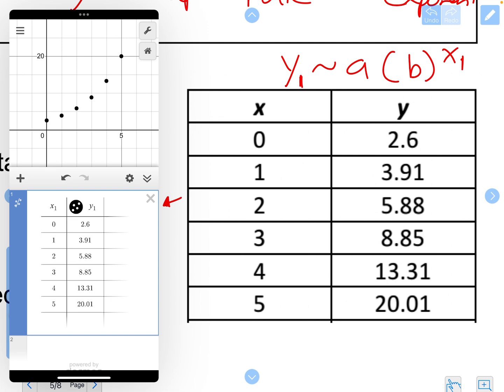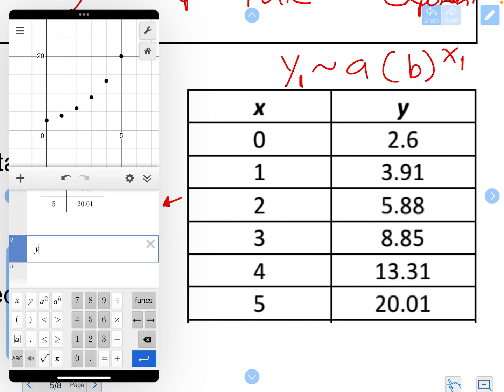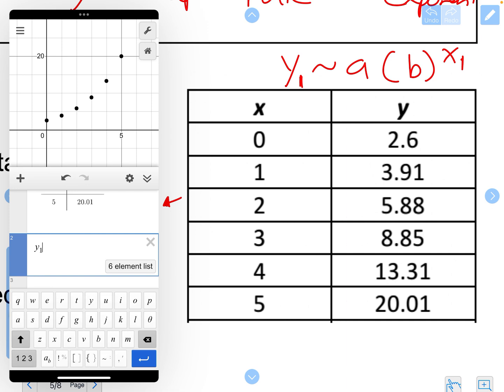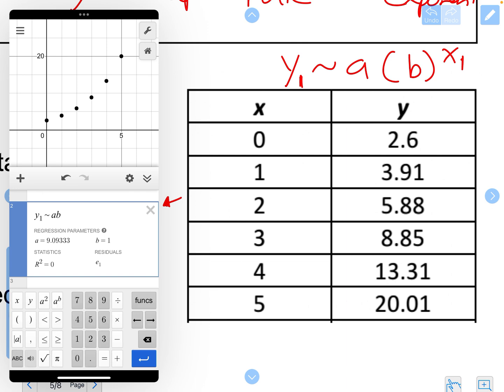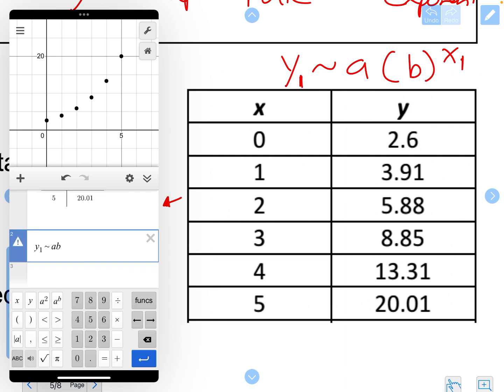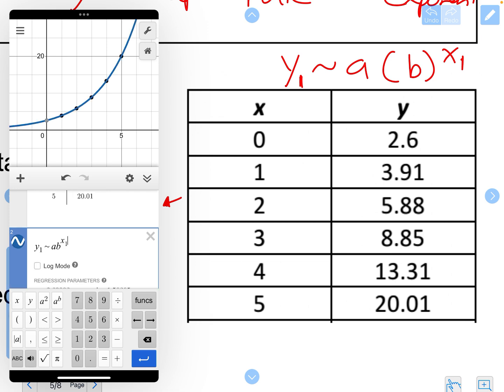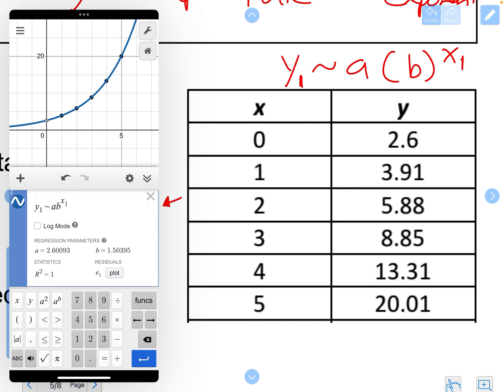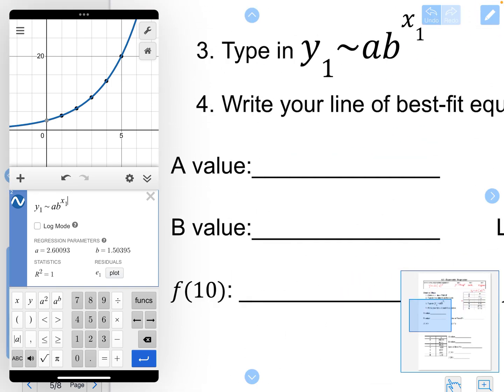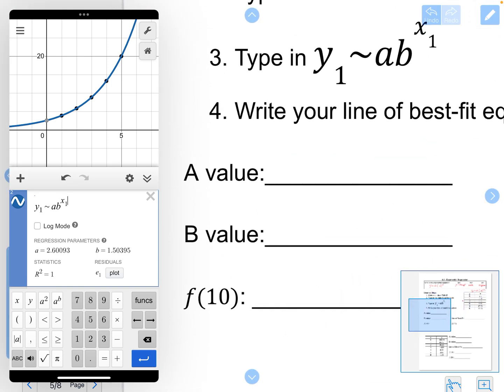So we're going to click on the box underneath our table. We're going to hit Y1. It's automatically going to make that one small for us. If you're on your computer, you're going to hit Shift and the button to the left of 1, or you can hit your ABC button on your keyboard, and my squiggle's down there at the bottom. Then I'm going to type A, B, and then I'm going to hit my A to the B button, or if you're on your computer, you can hit Shift 6, and then we're going to type in X1. So here, Desmos is going to give us our A value and our B value.